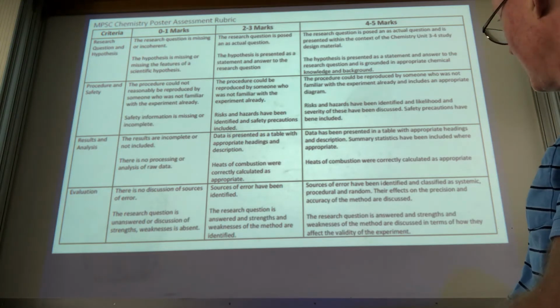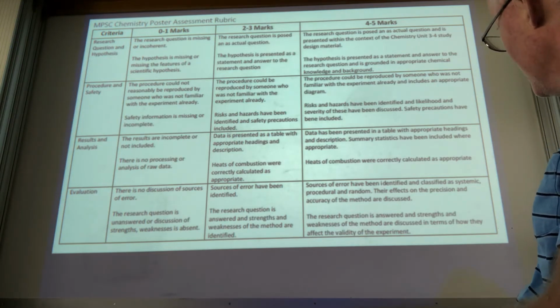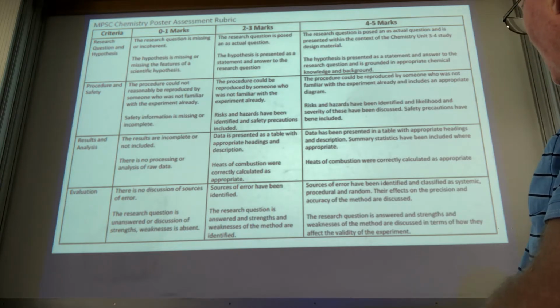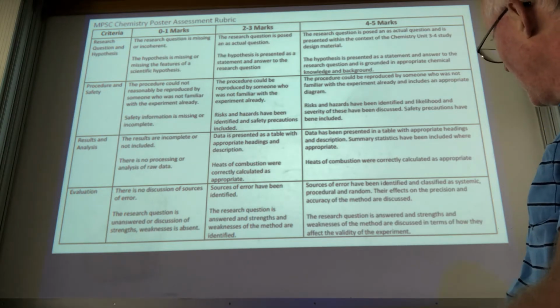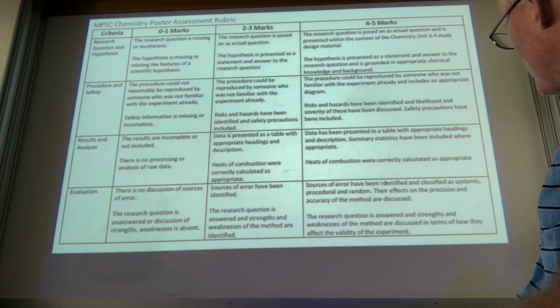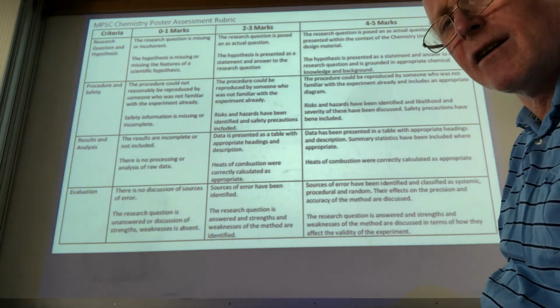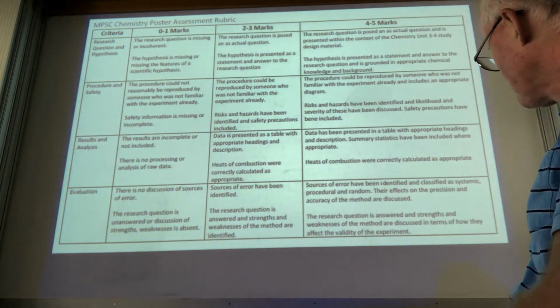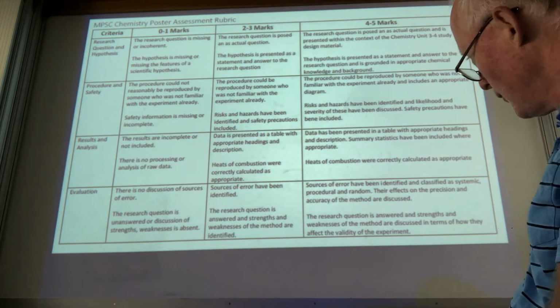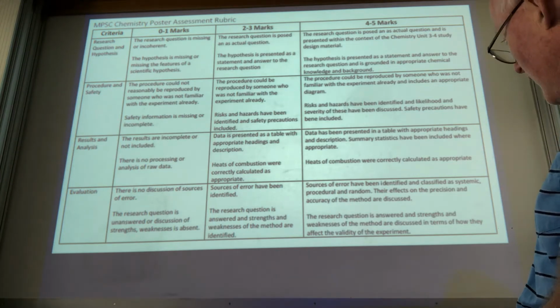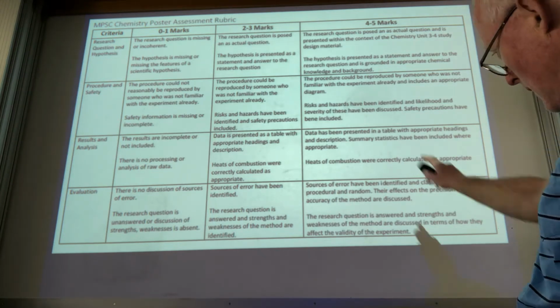So the hypothesis has to be a statement which makes a prediction, and has to be based on the research question, of course, and has to be given the appropriate chemical context, grounded in appropriate chemical knowledge and background. You've got to have a theoretical justification for it. So go on down through that column. You need to do all of those things to get a good mark for this poster.